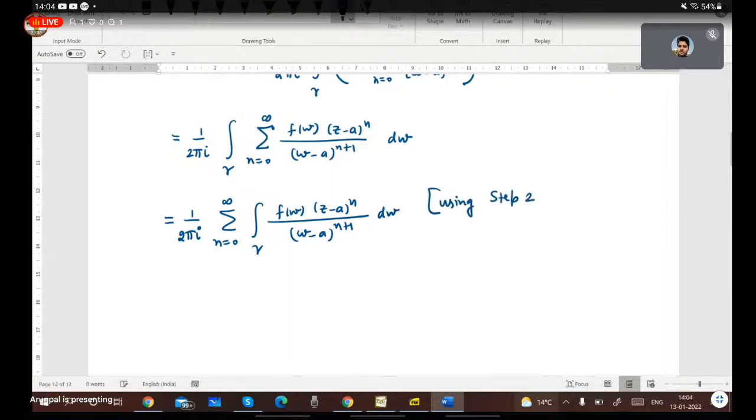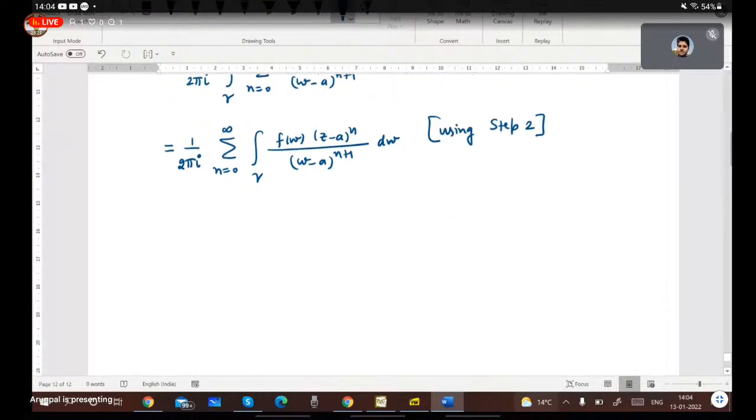Using step 2. Okay, class. Good enough. Very nice. Now, class, this is equal to 1 upon 2 pi i. And what I do, class, I write it like this.